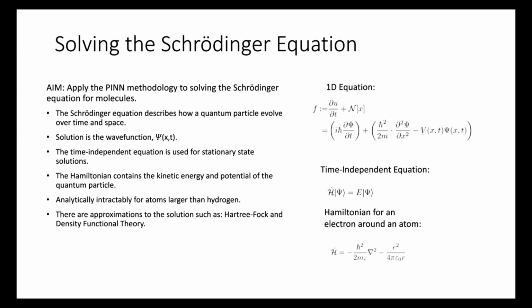This is shown on the right, with the potential and kinetic energy of the electron being included in the Hamiltonian operator H. This equation can be solved for hydrogen to give an exact solution, but for larger atoms there is no such solution. This is why a PINN would be useful in approximating the wave function, as there is no exact solution.